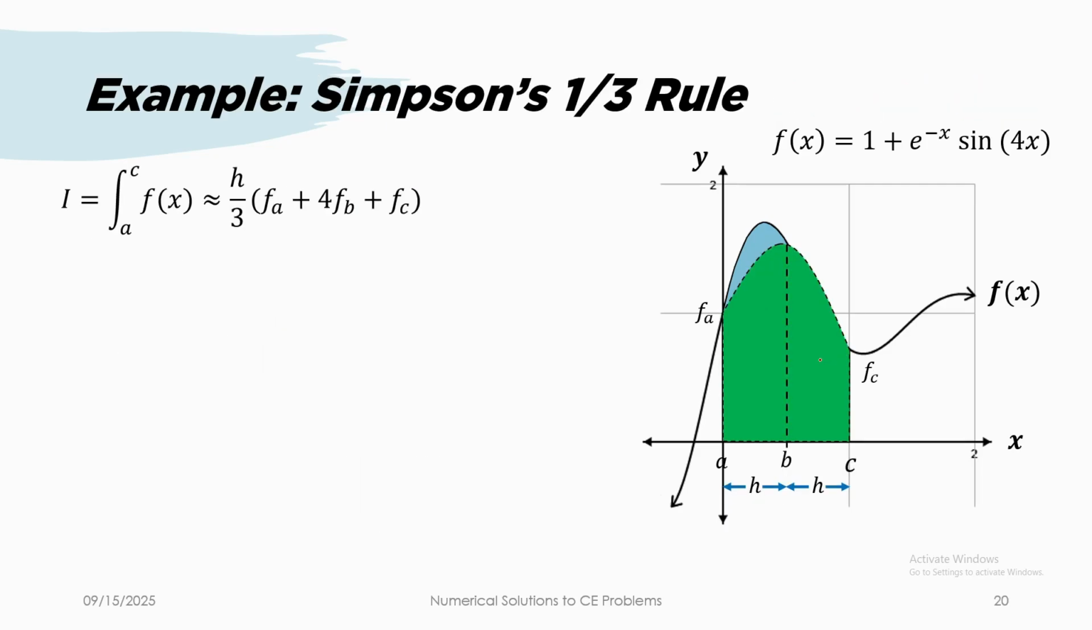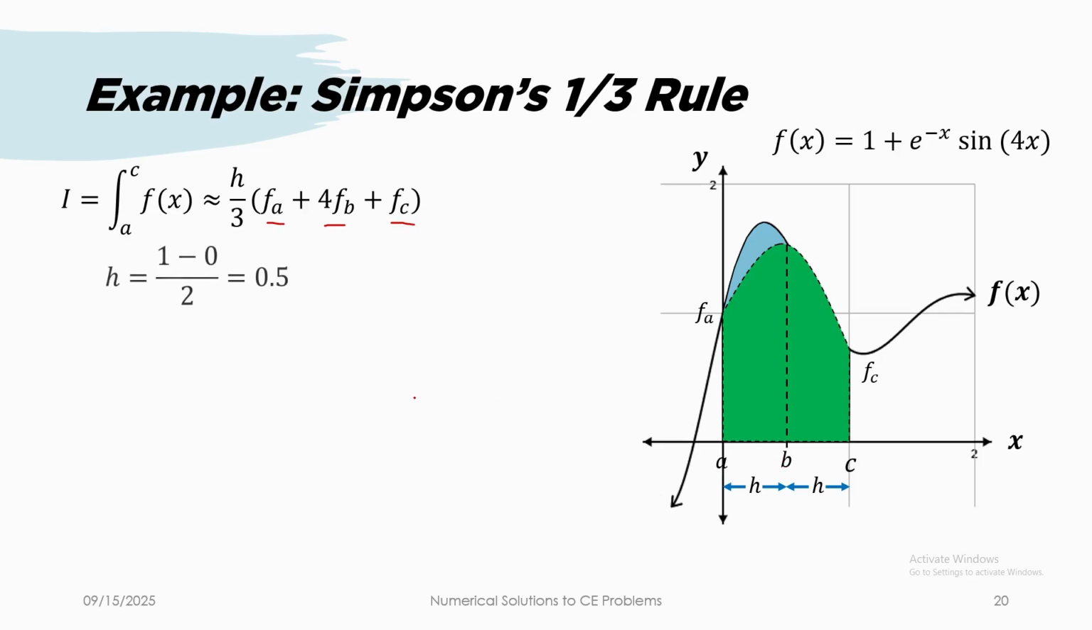Now let's move on to using Simpson's one-third rule. If we recall, this is the formula: h over 3 times the summation of f of a and f of c plus 4 times f of b. In this case, we have 3 nodes, and h is the distance between nodes.